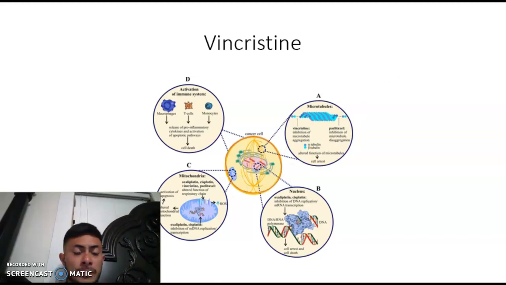So tubulin is pretty much the protein that polymerizes into long chains or filaments that form these microtubules, which are used to pull apart what they call the sister chromatids. They're used to pull apart these sister chromatids, and that's how they aid in cell division.